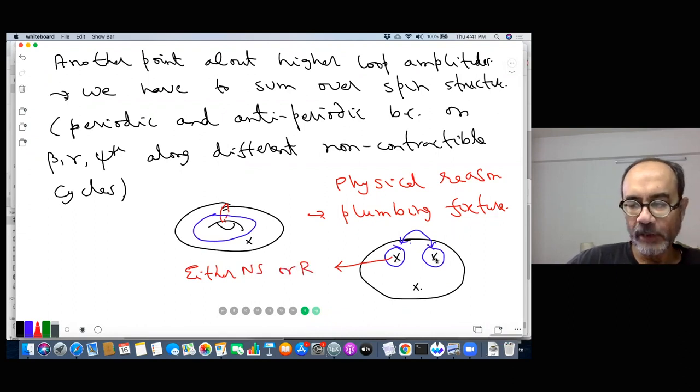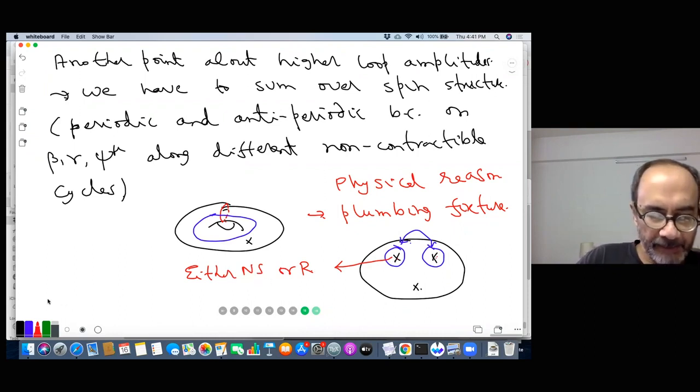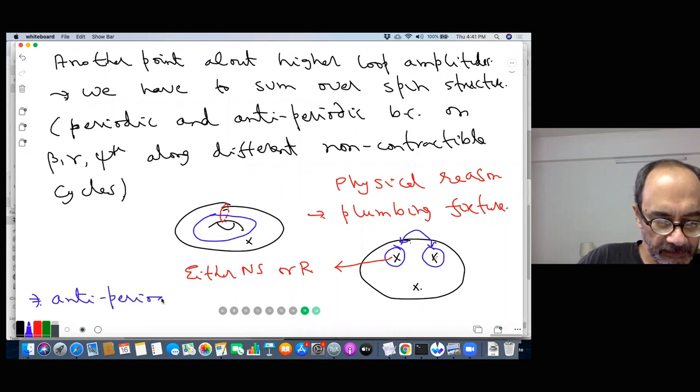If this is NS, this also has to be NS. If this is R, this has to be R, right? Because otherwise the inner product just vanishes. So this can be either NS or R. And this means that this corresponds to antiperiodic or periodic boundary condition along the mod W equal to mod Q to the half circle.